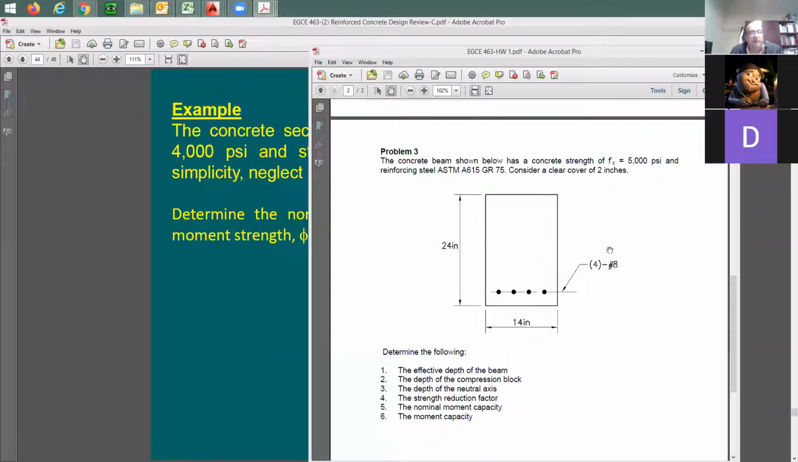Okay, so we have two terms here. We have the capacity of the section, and then we have the demand. Demand is what you wanted the beam to support. Capacity is going to be how much force or moment or shear, whatever force that you're working with, that this section is going to be able to support.